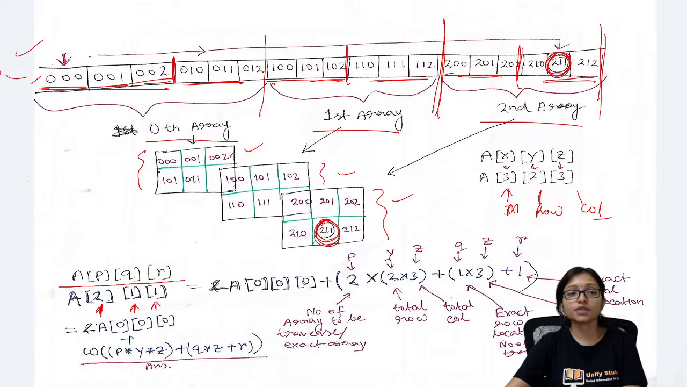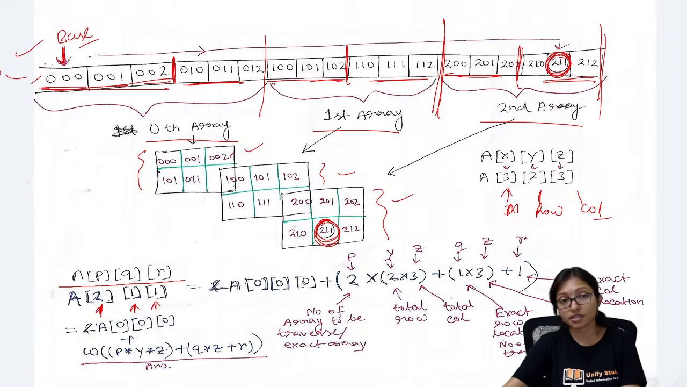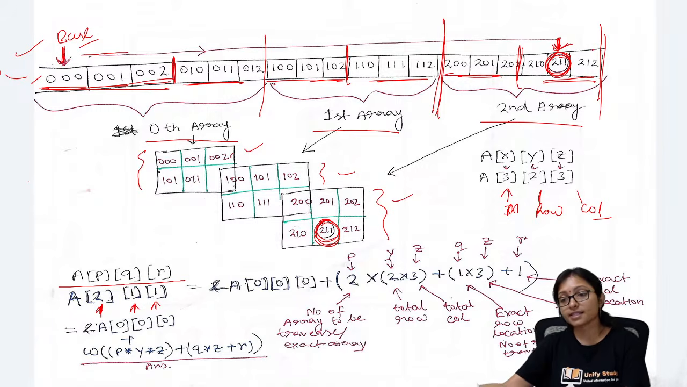Now my target is from the base location. This is my base location. From the base location, how can I traverse, and after traversing, how can I reach this position? That is our target. It is a 3D array. Three 2D arrays are there. So how I can reach this position, that is our target.